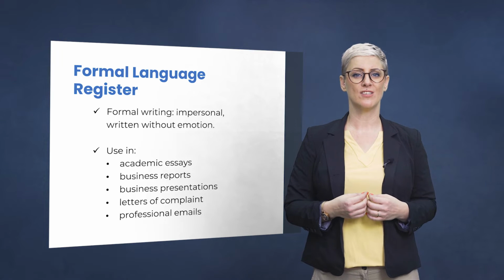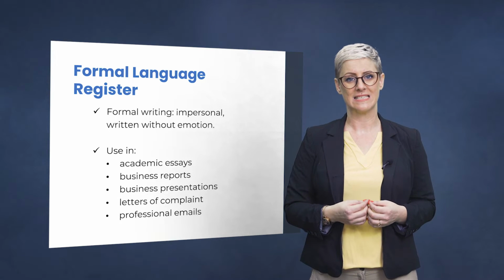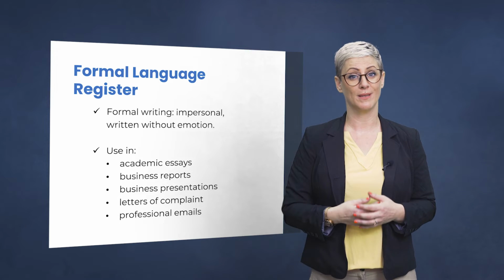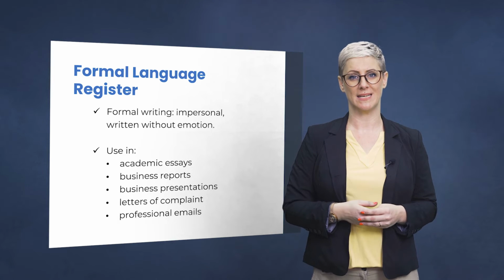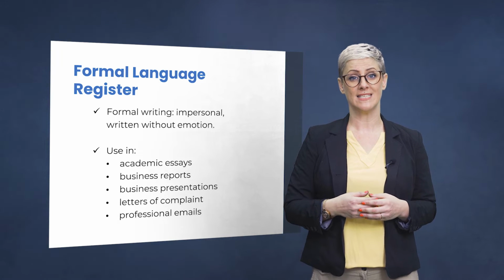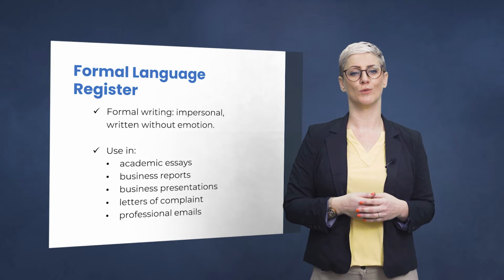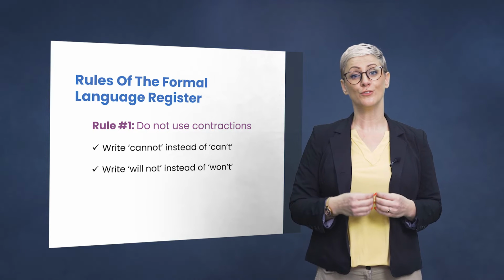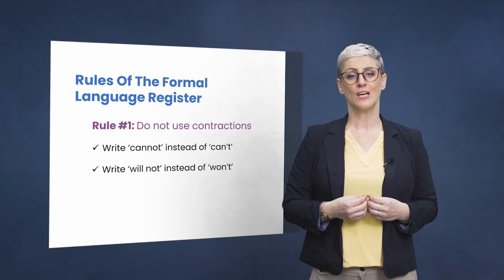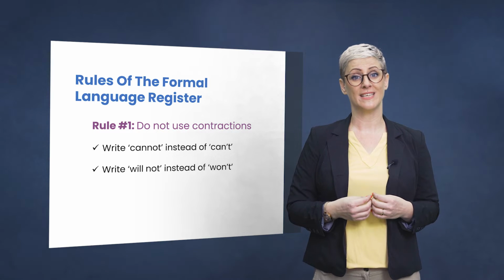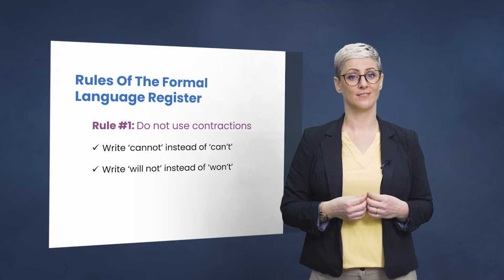We use formal register in academic essays, business reports, business presentations, letters of complaint, and in professional emails. There are many rules for writing in formal writing. We will discuss the most common ones. Rule number 1. Don't use contractions. Contractions are not used in formal writing, even though they are very common in spoken English.